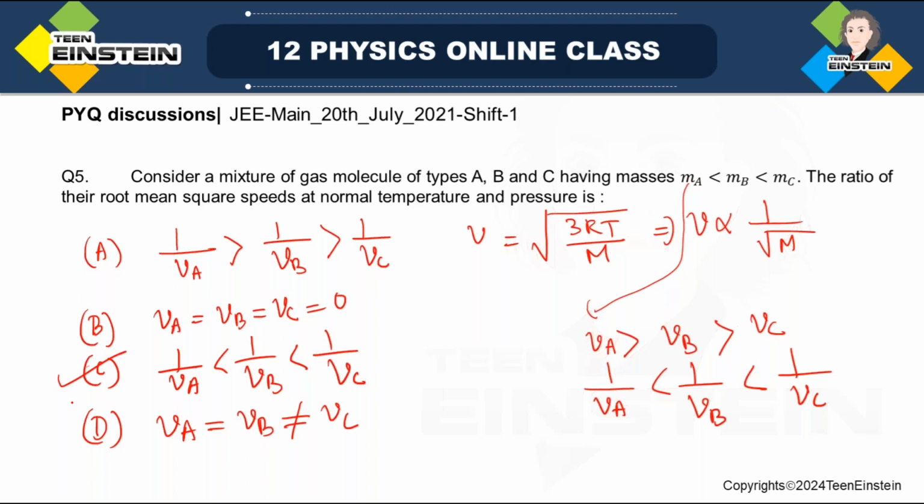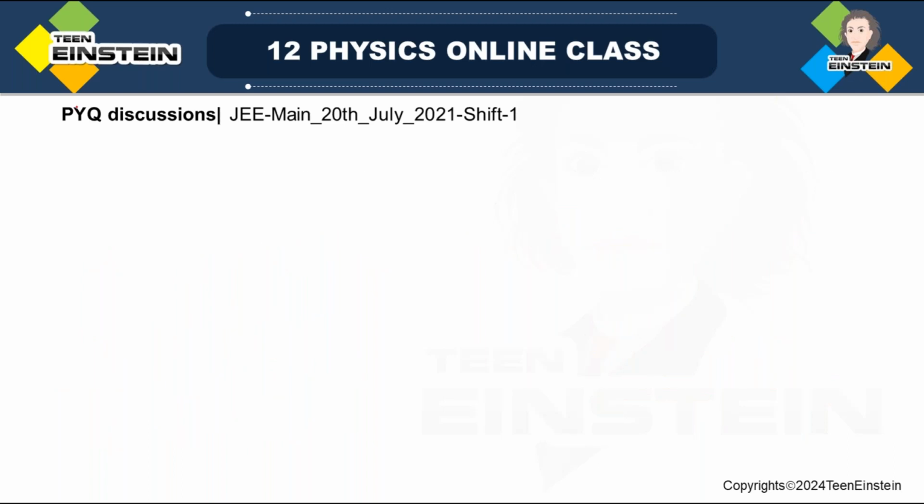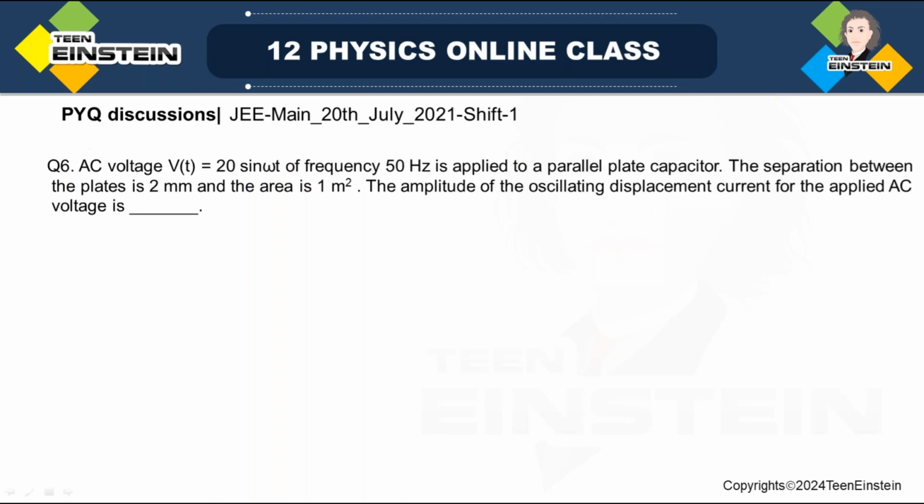Now I'll take a few more numerical problems from here. There is a numerical problem, let me write it down here. Question number 6. AC voltage V of T is equal to 20 sine omega t. I think I have this question. Yes, I have this question.